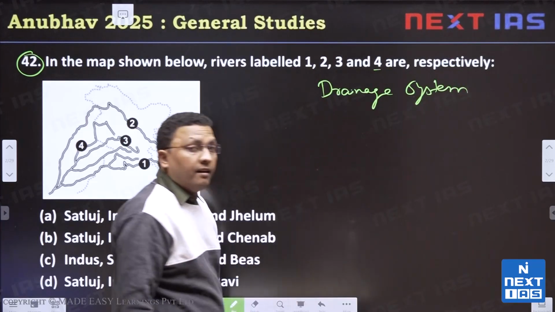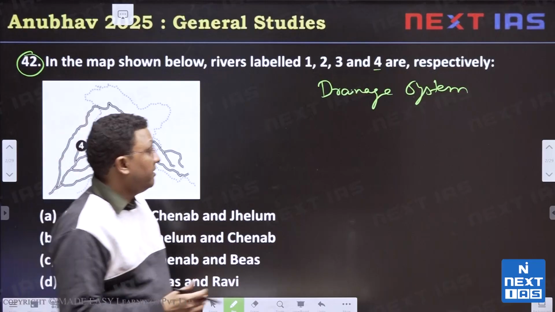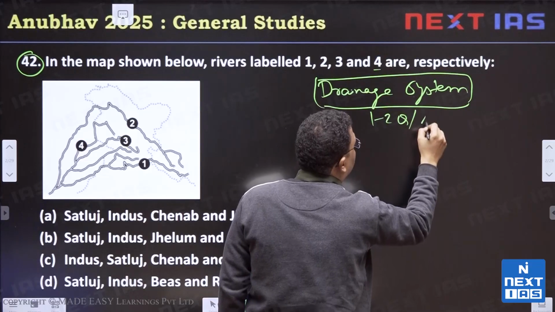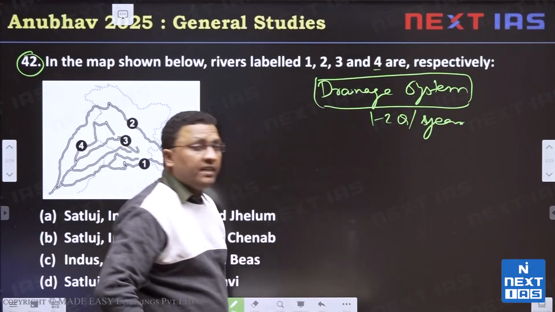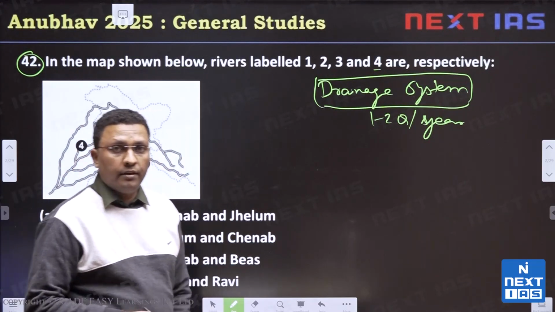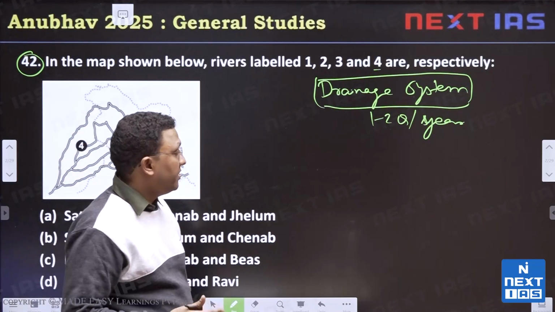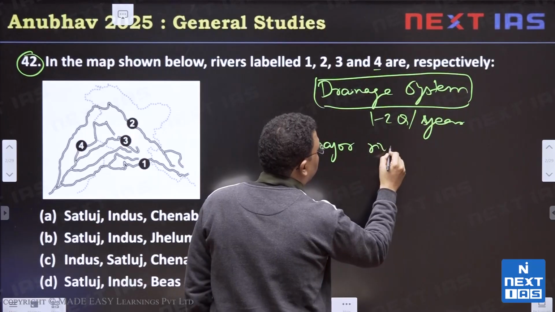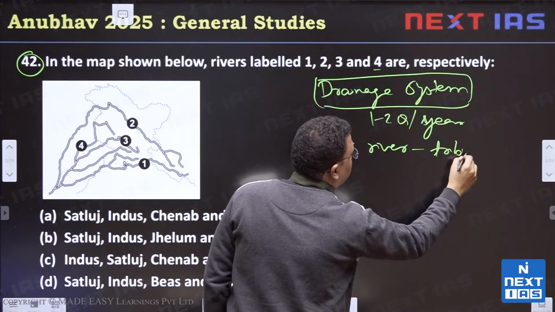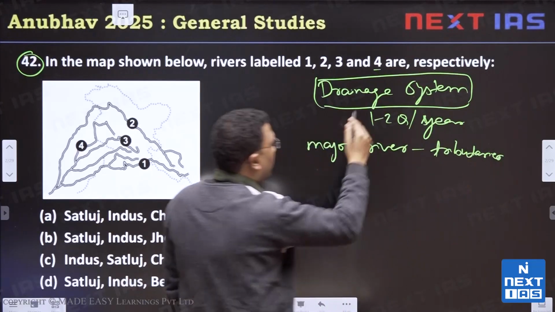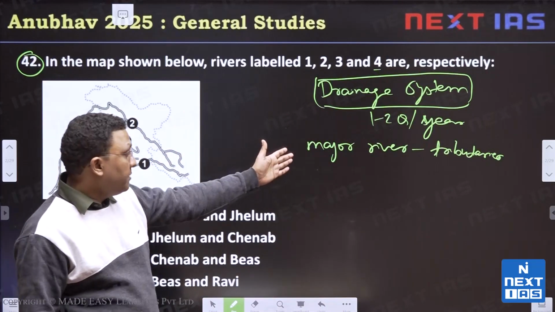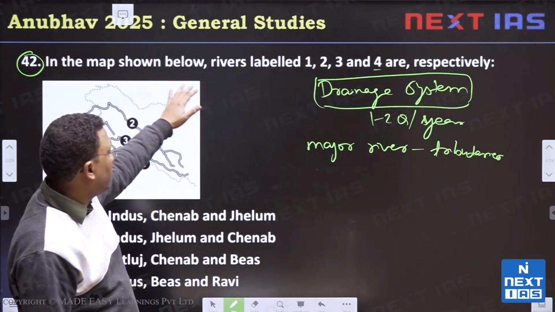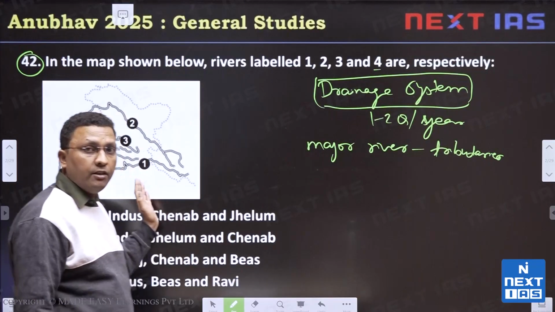If you analyze the trend of previous year questions, almost 1 to 2 questions have been asked from this topic in almost every year. So this topic is important from the prelims exam point of view. And if you see the previous year questions, UPSC has been focusing on major rivers and their tributaries. That's why a question based on rivers and their tributaries has been put in your test.